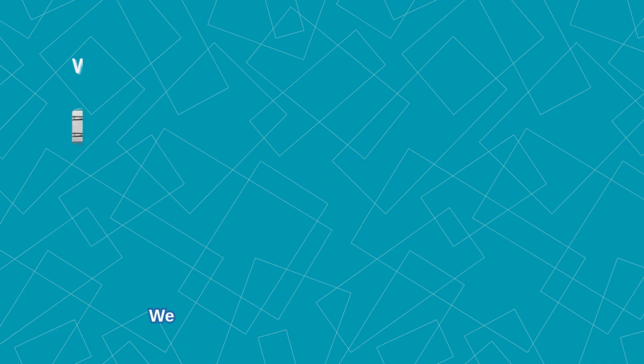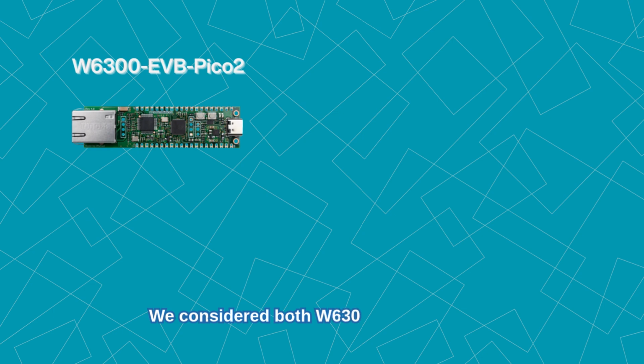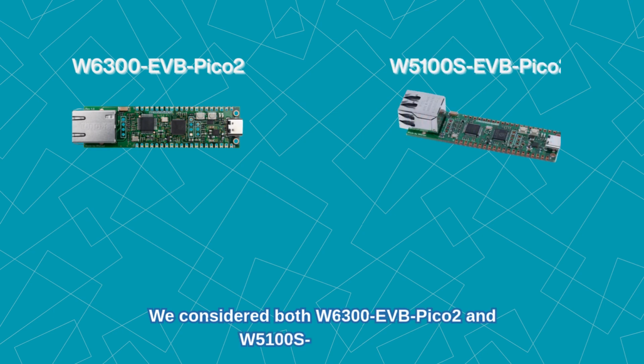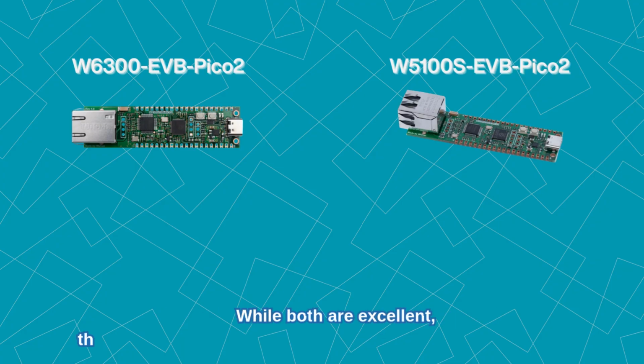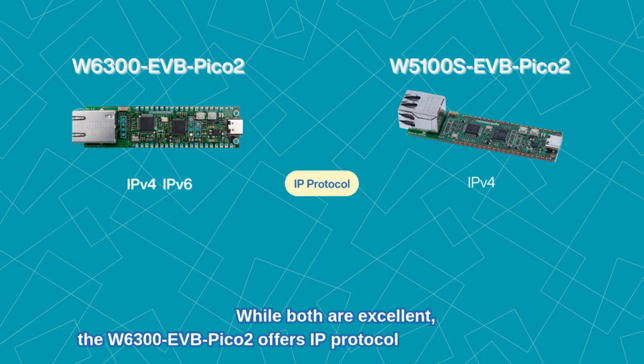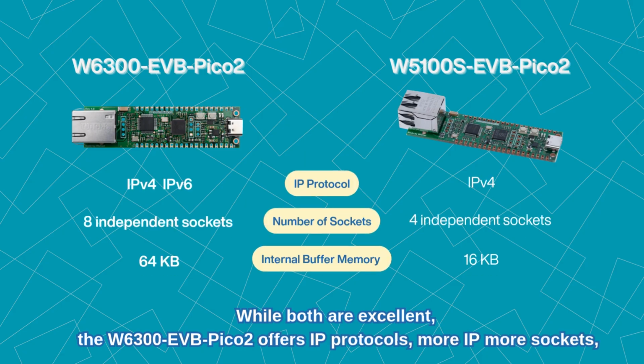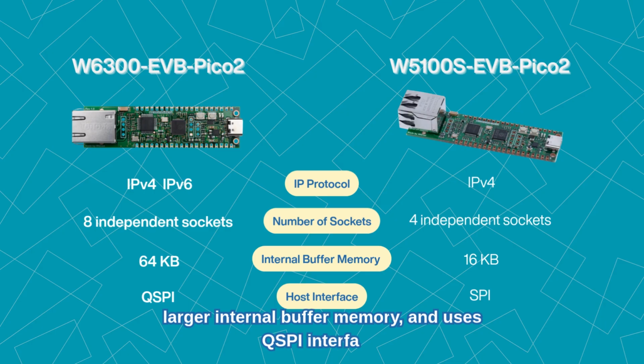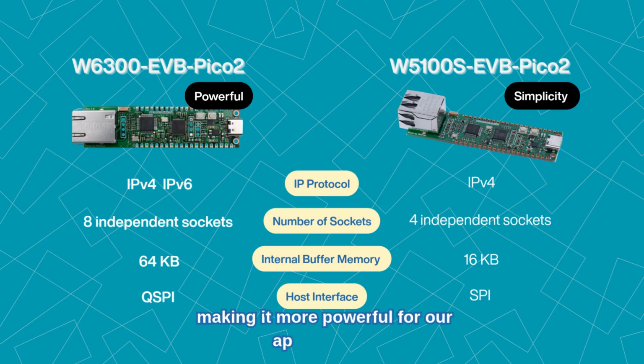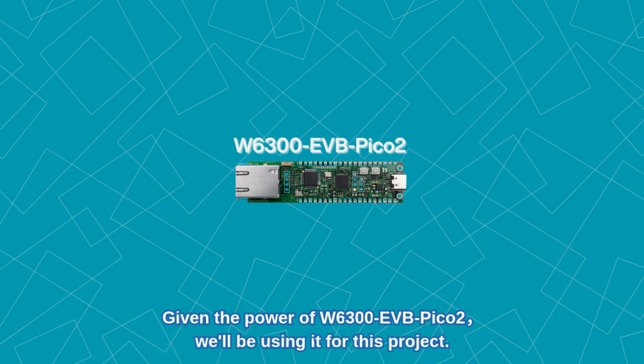For the controller choice, we considered both W6300-EVB-Pico2 and W5100-EVB-Pico2. While both are excellent, the W6300-EVB-Pico2 offers more IP protocols, more sockets, larger internal buffer memory, and uses QSPI interface, making it more powerful for our application. The Pico2 uses QSPI to communicate with W6300, so the SPI setup is different from W5100-EVB-Pico2. Given the power of the board, we'll be using it for this project.